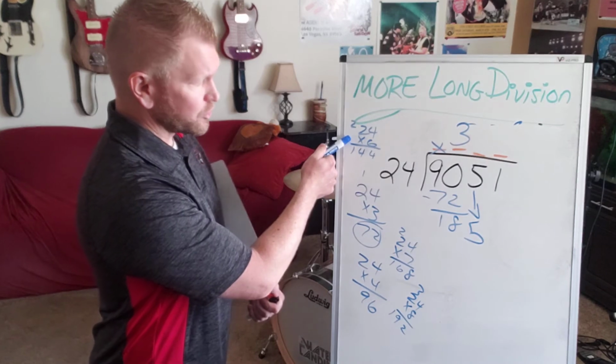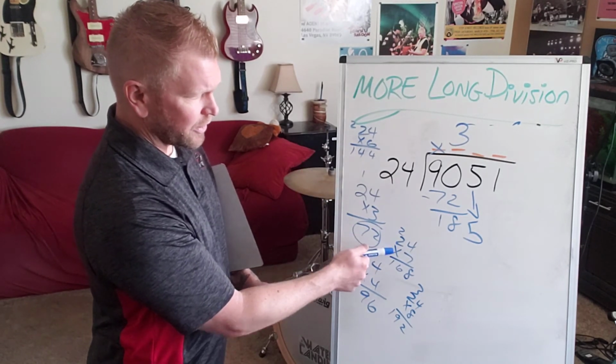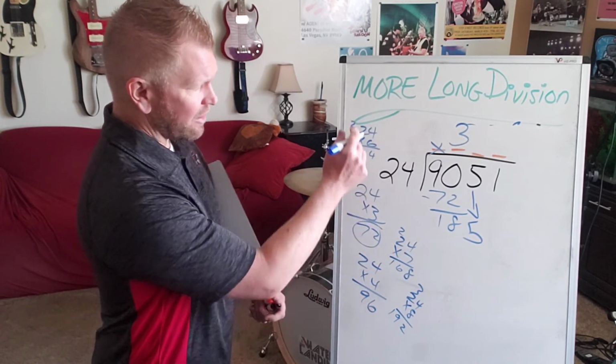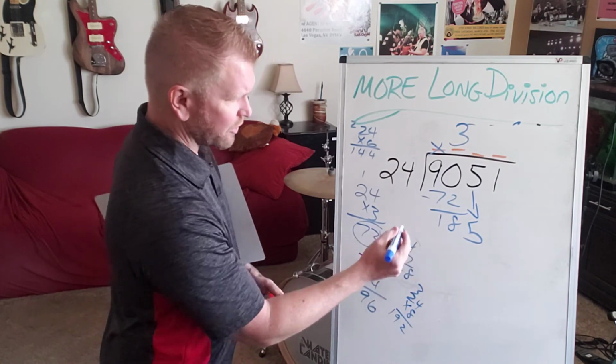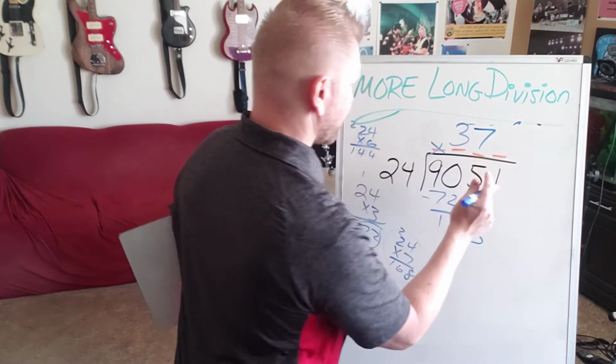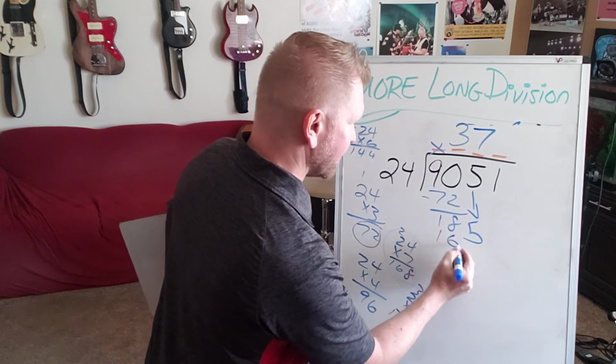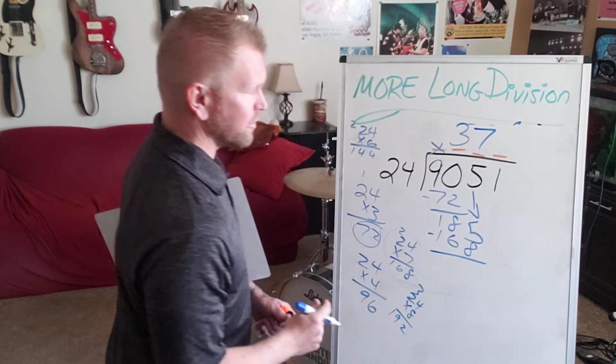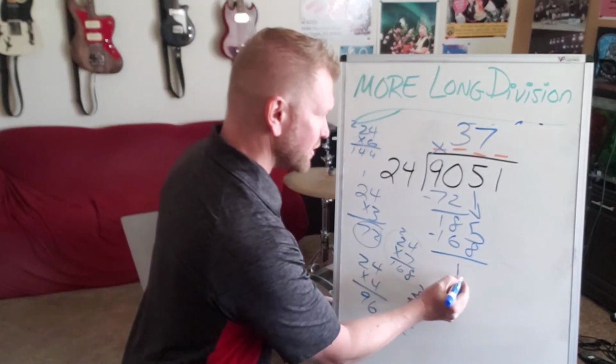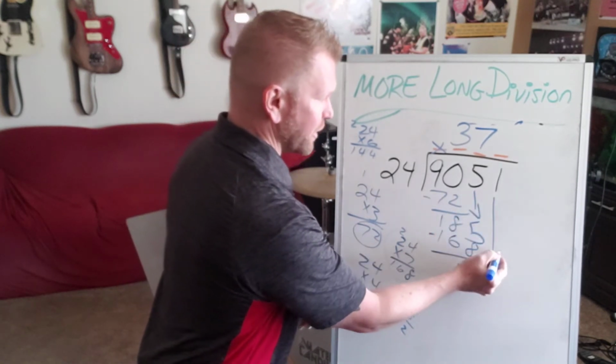So notice it's a lot of guess and check. I guessed a 6, it was too small. I guessed a 7, it was a little small. I guessed an 8, it was too big. But now after all this guess and check, I know that 7 was the one I want. So 7 goes in the blank. 7 times 24 is 168. And we subtract those. 17. Now bring down the 1.